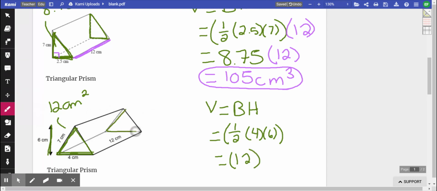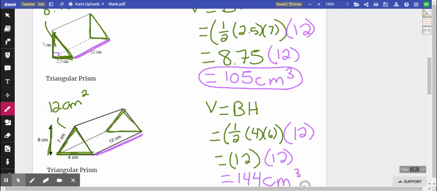So again, this is my other base. My height of my prism is going to be the distance between those bases. So for us, that's going to be 12 units again. So if I multiply 12 by 12, I get 144. And here again, I'm looking at centimeters cubed as my final answer.